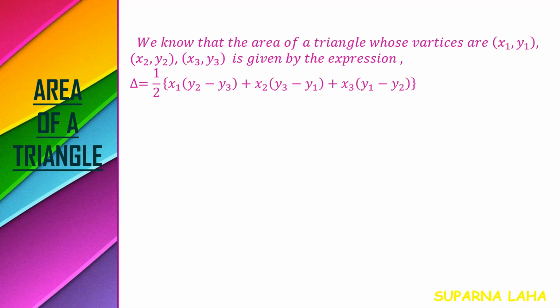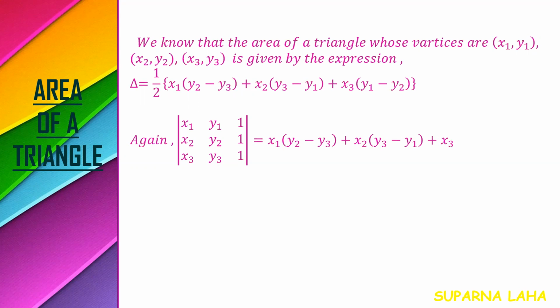This is the expression by which we can find the area of a triangle if these 3 vertices are given: x1, y1, x2, y2 and x3, y3. Now look at this determinant: x1, y1, 1, x2, y2, 1, x3, y3, 1. If we find the value of this determinant, it is x1 into (y2 minus y3), x2 into (y3 minus y1), x3 into (y1 minus y2).